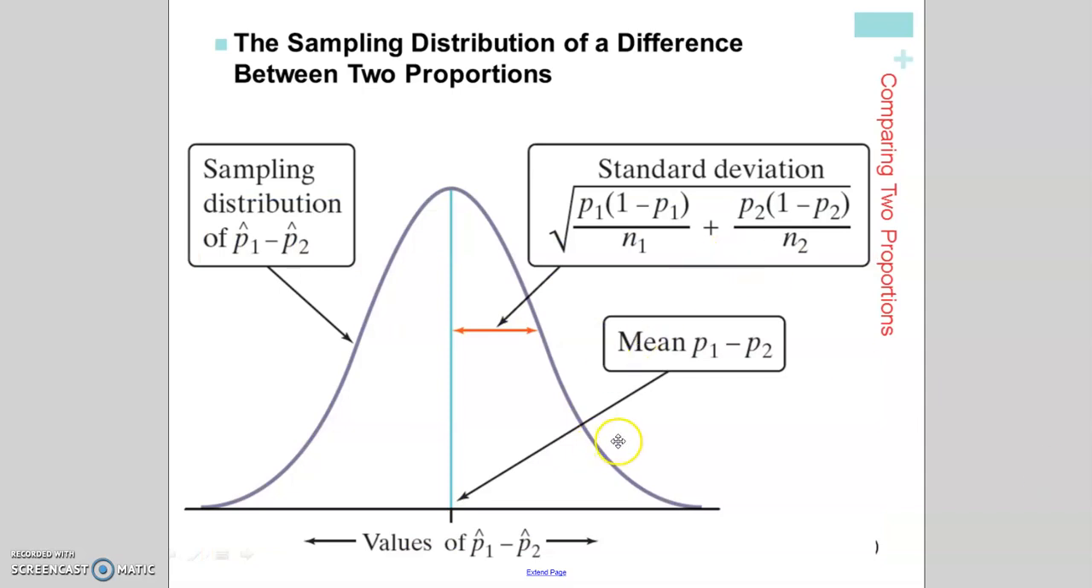Here's a picture of what that means. Centered at the difference, with that standard deviation. That's what the sampling distribution looks like.